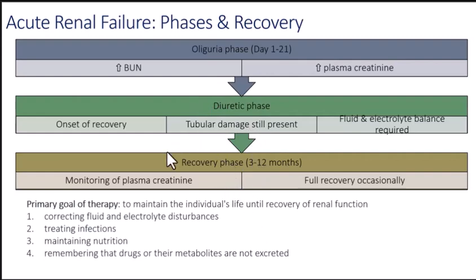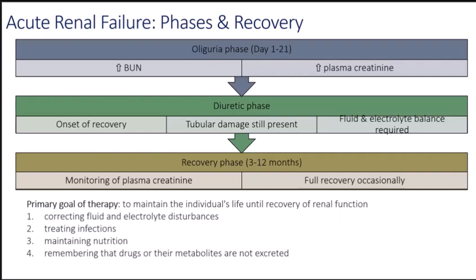Within 3 to 12 months during the recovery phase, assuming that damage was not too severe, some can fully recover, but in other cases, full recovery does not occur. But in any case, plasma creatinine does need to be monitored closely.